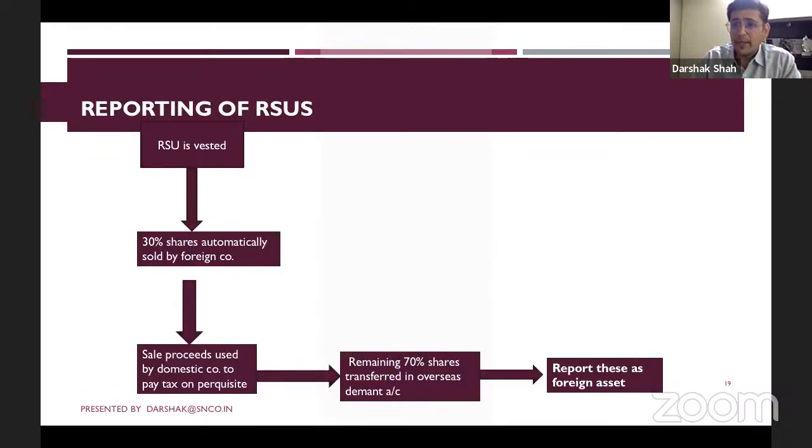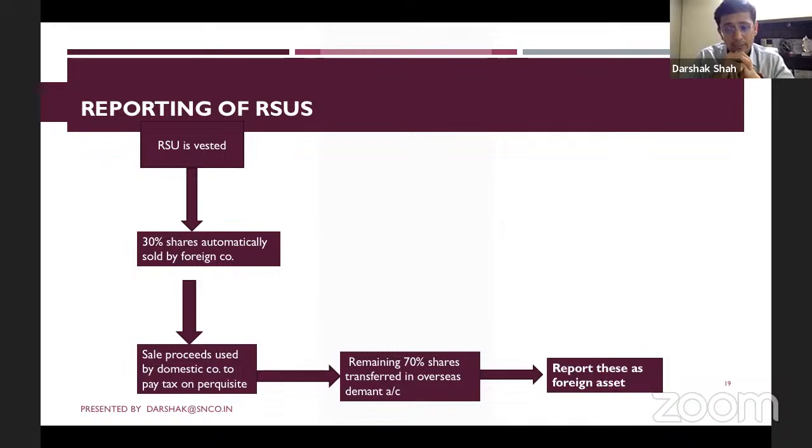This is another case study which we have dealt with. What happens is nowadays startups basically, let me take this example. Here what happened is there's an Indian company, and Indian companies are getting shares.